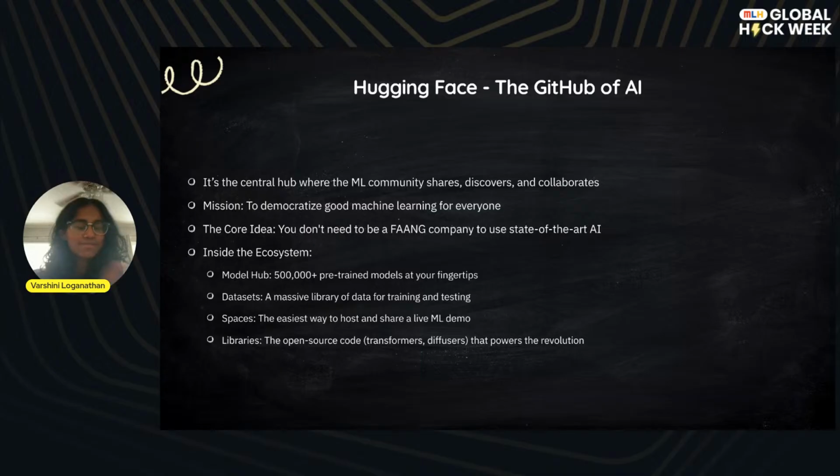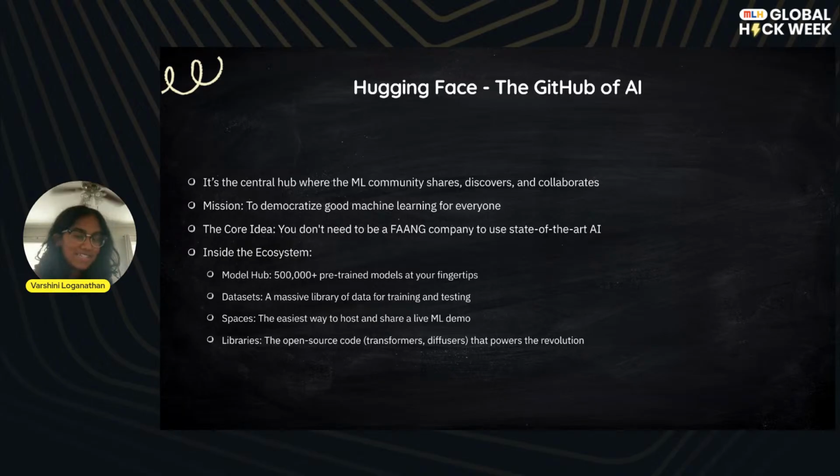Second, you have data sets. You can never have machine learning without data. So data is super important, and Hugging Face can host thousands of data sets that you can use to train and test your models. So think about like sentiment labeled tweets on X, open source medical records. It's just basically like a public library for ML data.